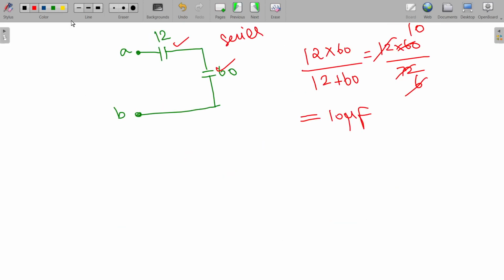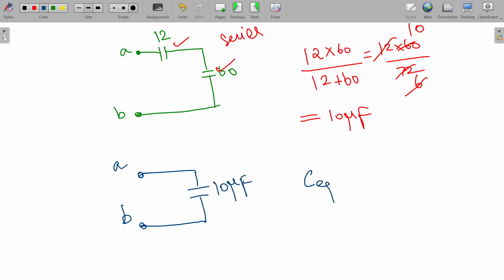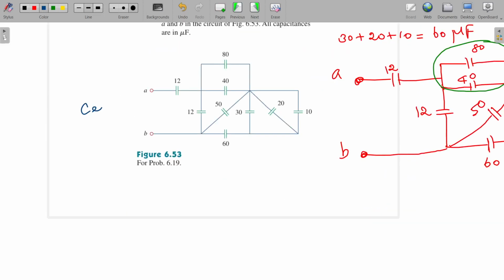So you can simply write that the equivalent capacitance is 10 microfarad. C equivalent of this circuit is 10 microfarad. So this is your answer. So what is the C equivalent? C equivalent is 10 microfarad. So this is your answer.